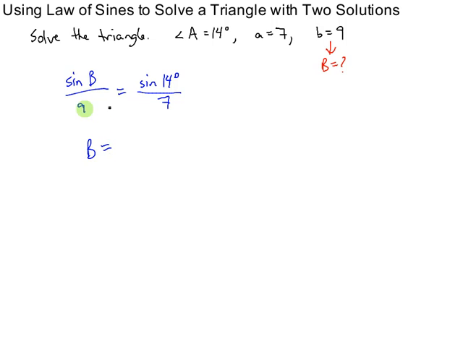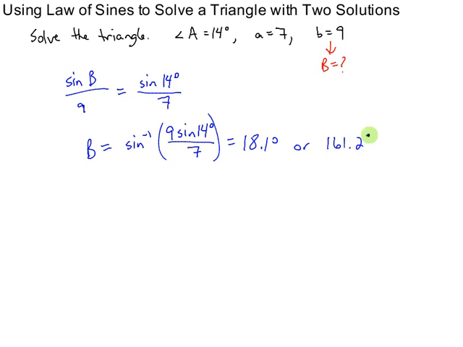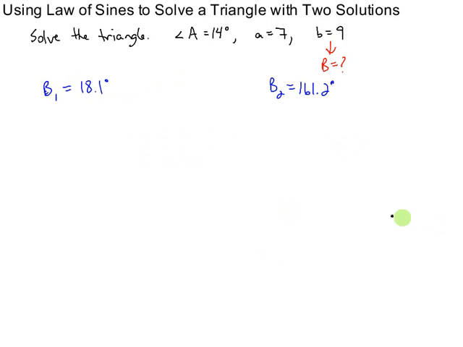So I'll multiply both sides by 9 first, and then I'll take the inverse sine to get B by itself, and we get 18.1 degrees, or we have to consider the supplement to this because we're using sine inverse, 161.2 degrees. So we have two possibilities for angle B at this point. Let's label them B sub 1 and B sub 2.